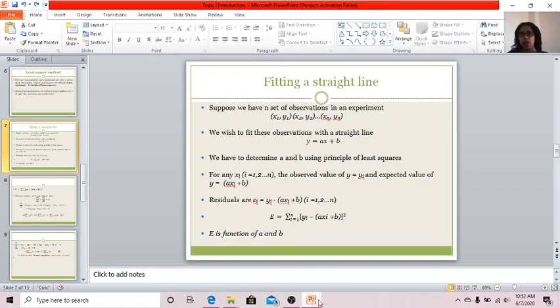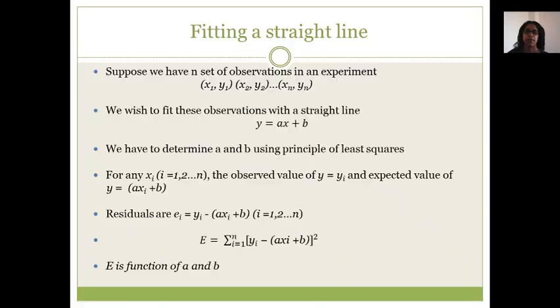So now we are going to understand how to fit a straight line. Suppose we have n set of observations in an experiment: x1, y1, x2, y2, etc., xn, yn. And we wish to fit these observations with a straight line y = ax + b. We have to determine the coefficients a and b using the principle of least squares.